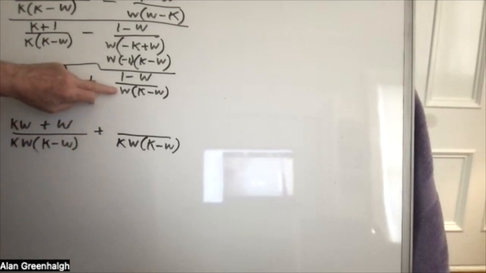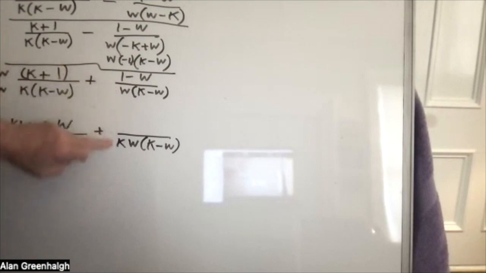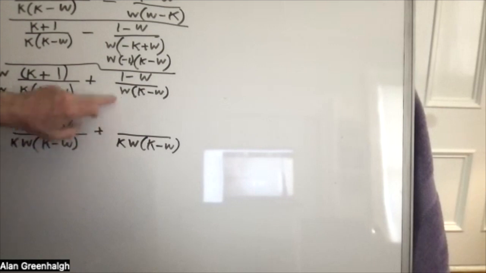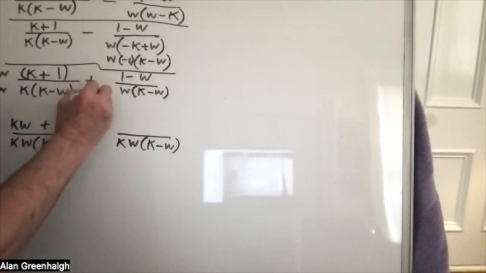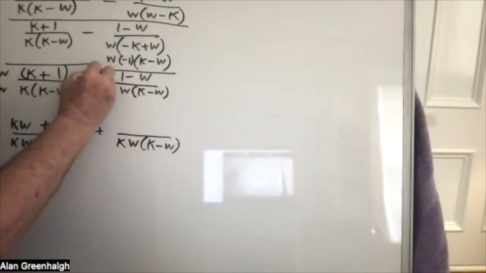Here, you look at the old denominator. You look at the new denominator. What's missing? A K. So you're going to multiply by K and by K.